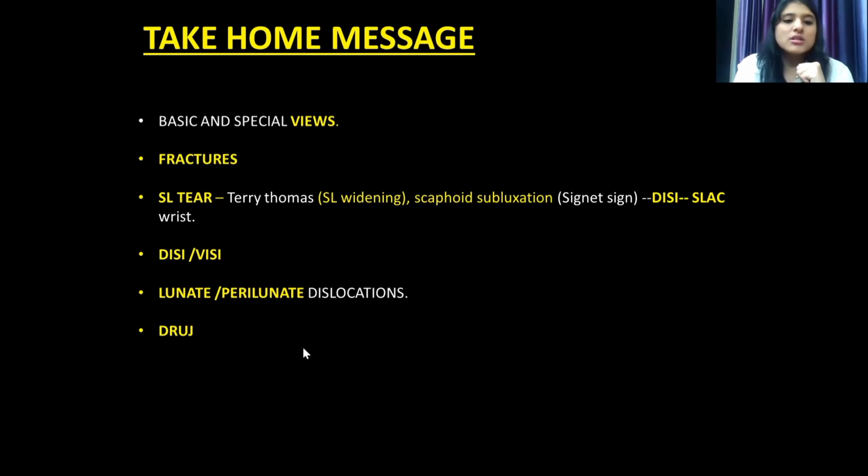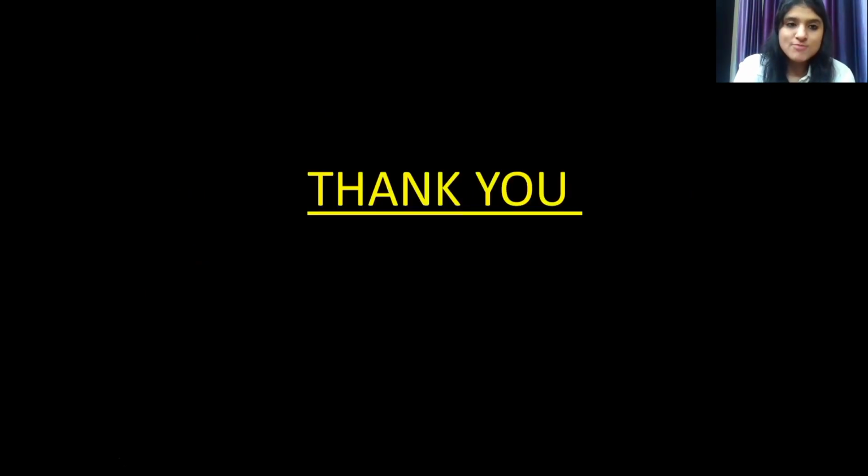We mentioned the various lunate and perilunate dislocations and how collinearity between the third metacarpal, the lunate, the capitate, and the distal radius should be intact. And we discussed distal radioulnar joint subluxation, in which dorsal subluxation of the ulna is more common, and it is best assessed on lateral views. So, thank you.